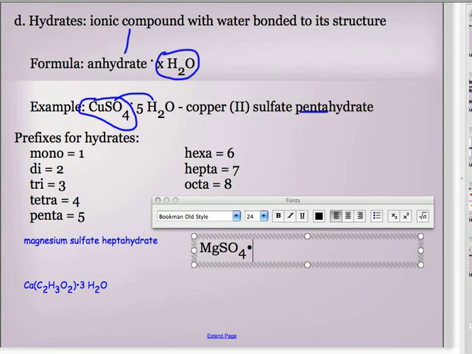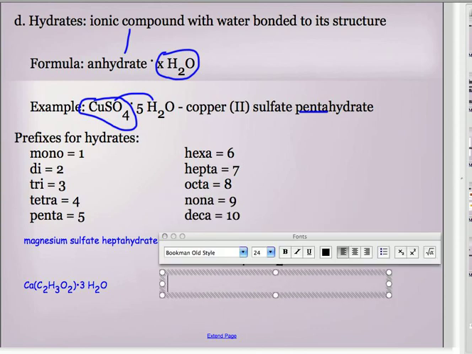And then what you need to do is say, okay, what's hepta? Hepta is 7. And hydrate means waters. So when we say magnesium sulfate heptahydrate, that's what we're talking about. And it is more commonly known as Epsom salts. So if you've ever used that to soak in to help your muscles, this is what you are soaking in.